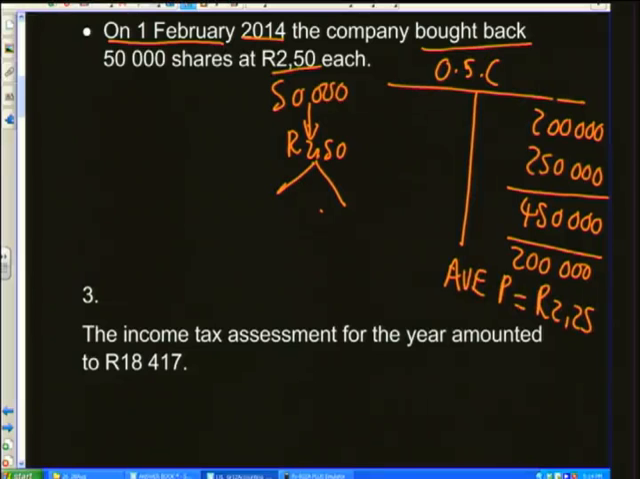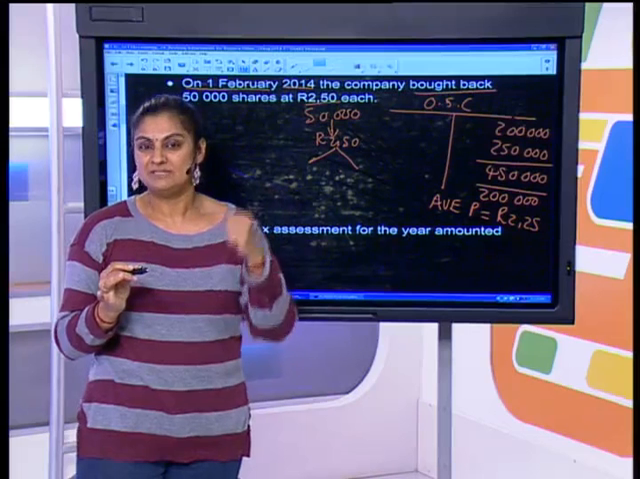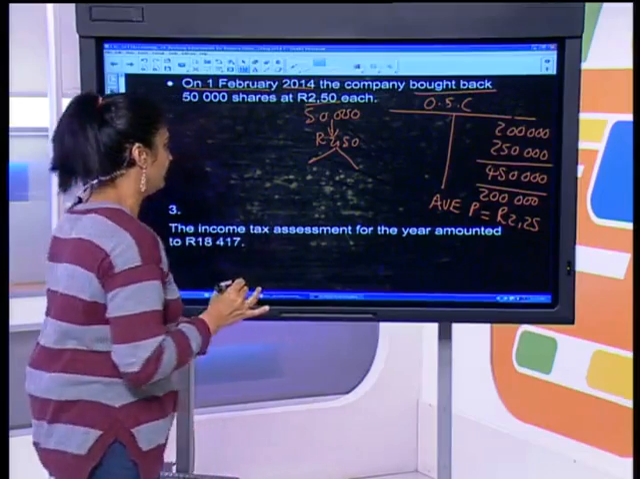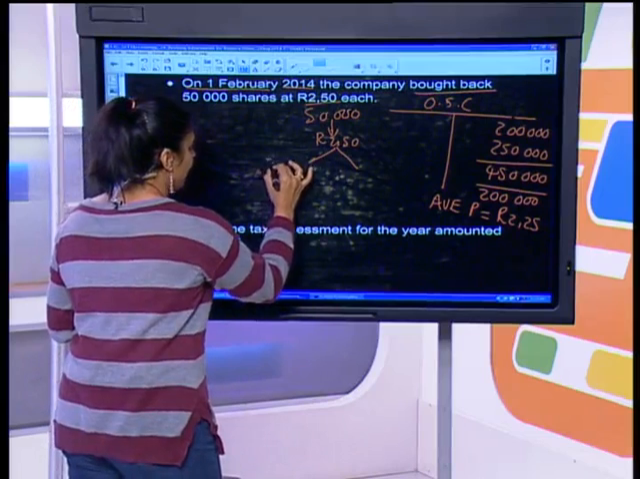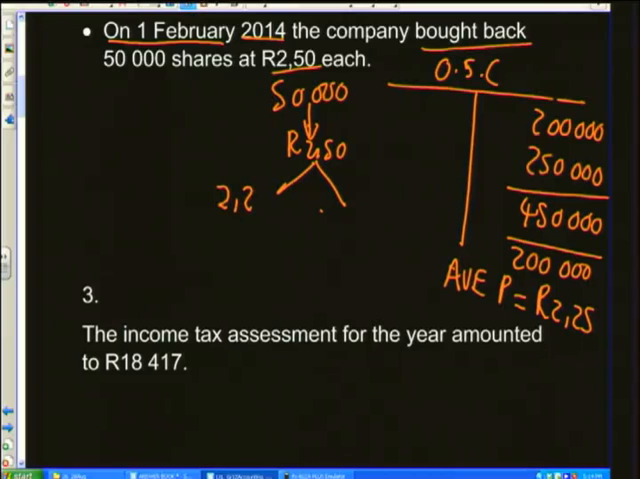In other words, my share capital will decrease by 2 Rand 25. Remember, the buyback was 2 Rand 50. My share capital will now decrease by 2 Rand 25. The balance, 2 Rand 50 minus 2 Rand 25, gives me the remaining amount of 25 cents, and that will now reduce my retained income. So let's focus first on share capital, and then we will turn our focus to retained income.